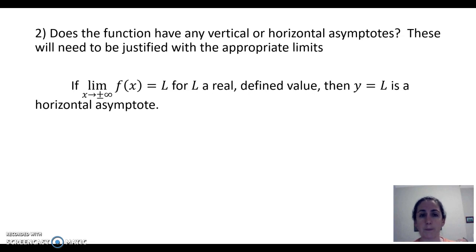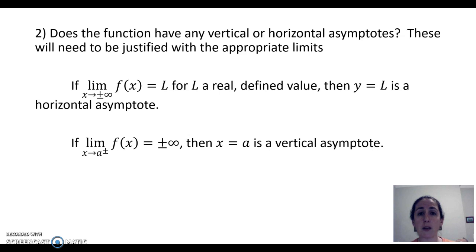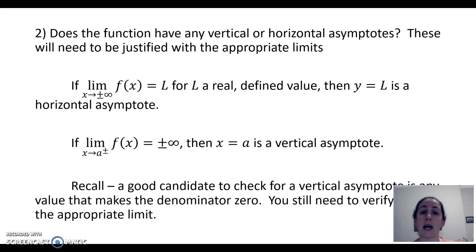That's your horizontal asymptote. Your vertical asymptote: if either your right-hand limit or your left-hand limit as x approaches a of f of x gives you one of the infinities, then you have a vertical asymptote. So as x gets really close to a from the right, and your function either shoots up to positive infinity or shoots down to negative infinity, you're going to have a vertical asymptote. Or as x gets really close to a from the left, your function shoots up to positive infinity or shoots down to negative infinity, then you will have a vertical asymptote. And one of the things that we said is that really good candidates to check these limits are any x values that make the denominator equal to 0. Now, just because the value makes the denominator 0 does not guarantee it gives you a vertical asymptote, but it's a good place to start.